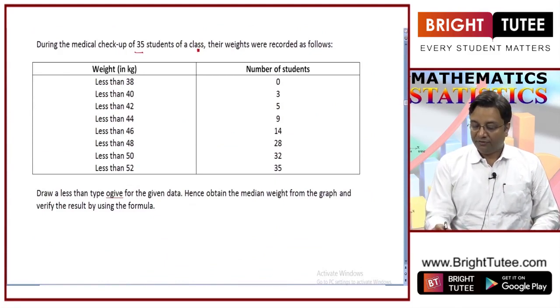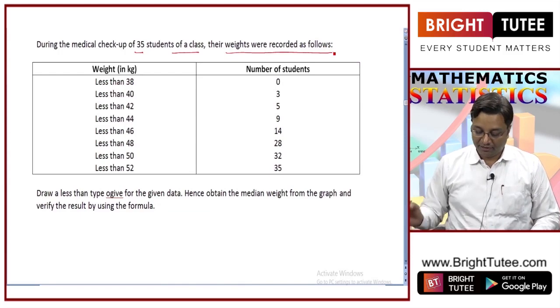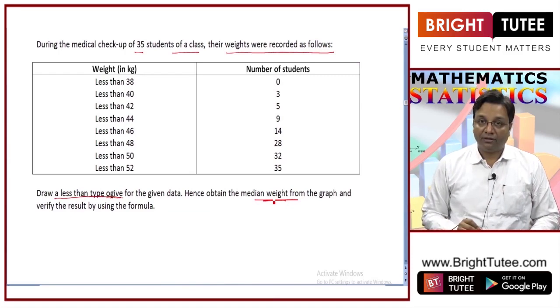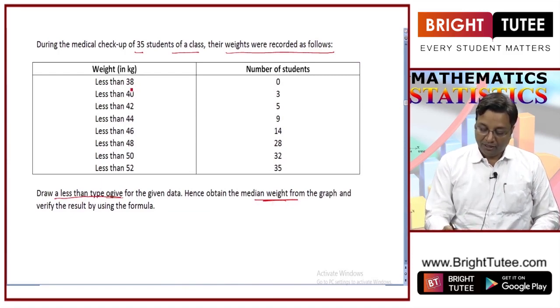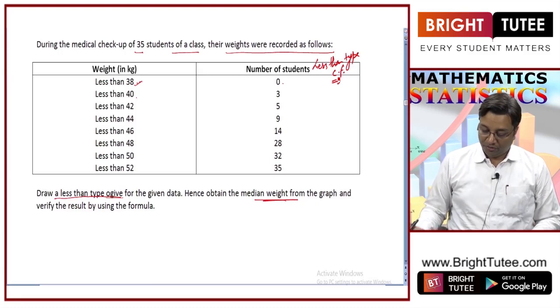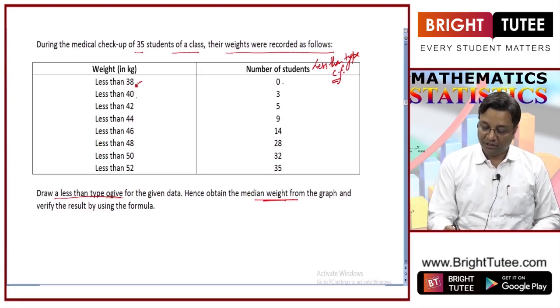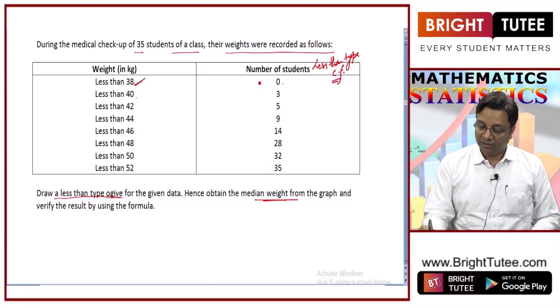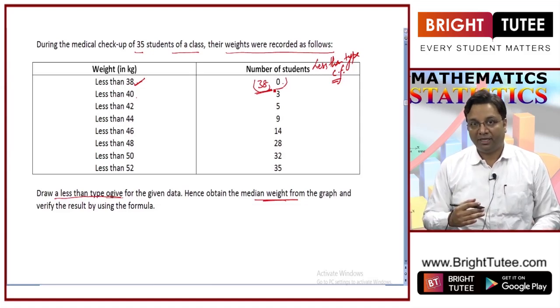During a medical checkup of 35 students of a class, their weights were recorded as follows. We need to draw less than ogive for this data and median of this data. So, less than type of frequencies are given, less than 38, 0, less than 40, 3. So, these are less than type cumulative frequencies, right. So, to obtain the graph, we can directly obtain the graph, because this is the upper limit, less than 38, right. So, 38, 0 is one coordinate. Okay. I am writing these coordinates here itself, you need to write it separately.